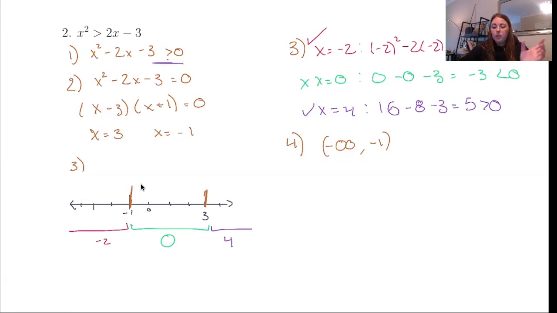And when we have two sets, we write a union. Not plus, not and, union. It's very important. And then our next interval from 3 to infinity follows the same rules. 3 is an open bracket because when x equals 3, this equation will equal 0, and I want things that are greater than 0. And infinity always gets an open bracket.